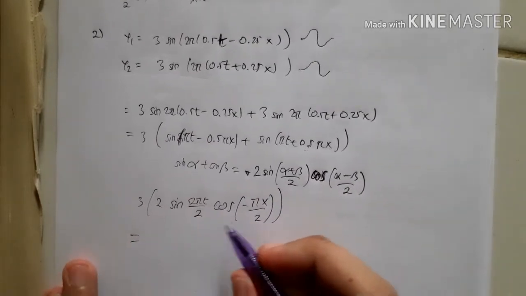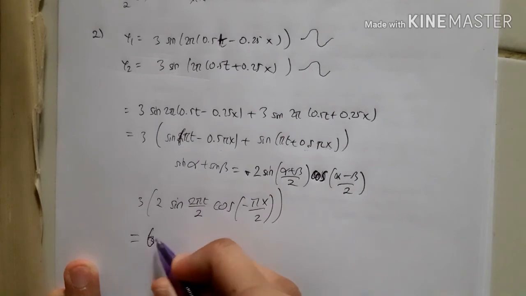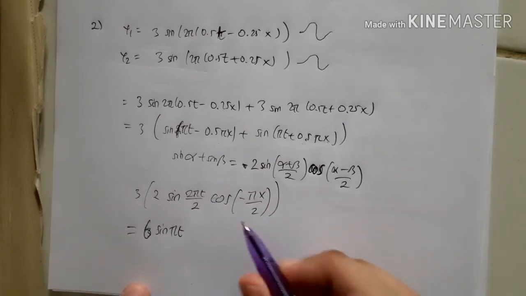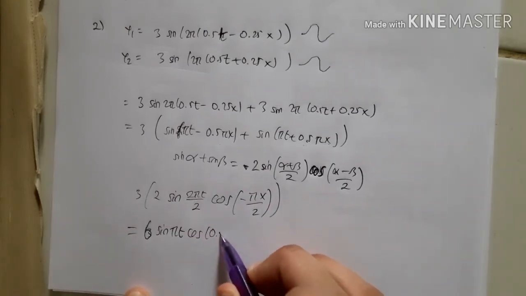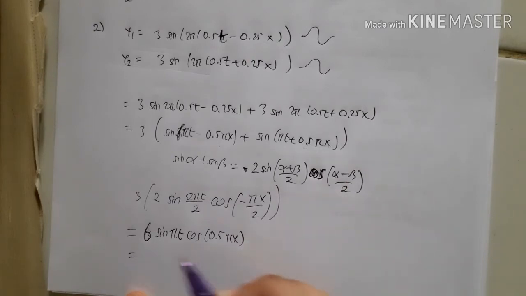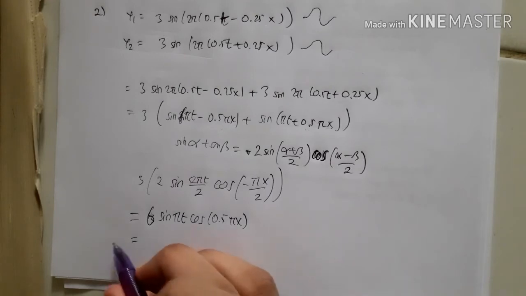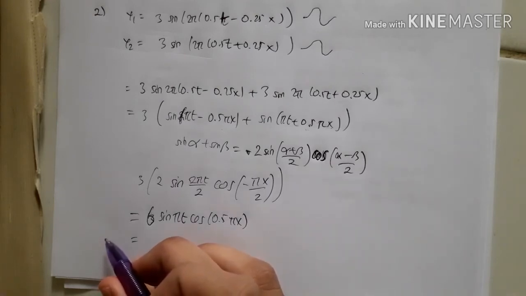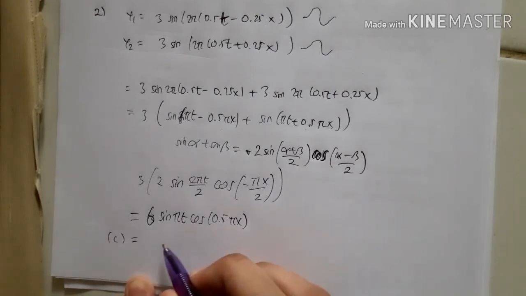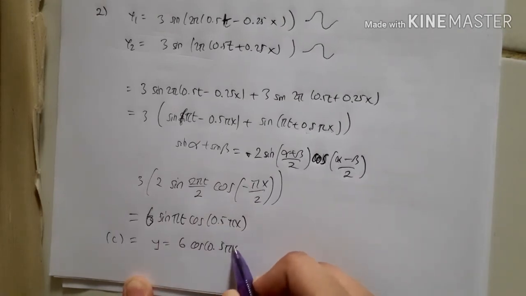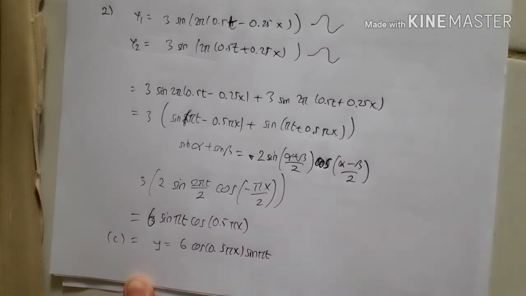And you can see that this has become 6 sine pi t, and you know that cosine of a negative is also cosine. So that is cosine 0.5 pi x. Just look at the options you have there. That is option C: y equals 6 cosine 0.5 pi x sine pi t. So that is the answer for number 2.